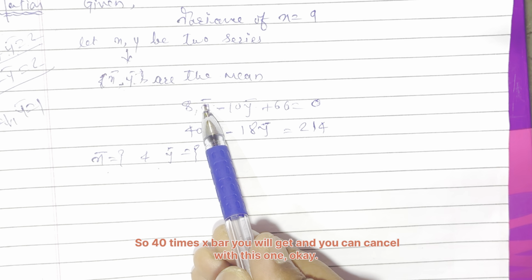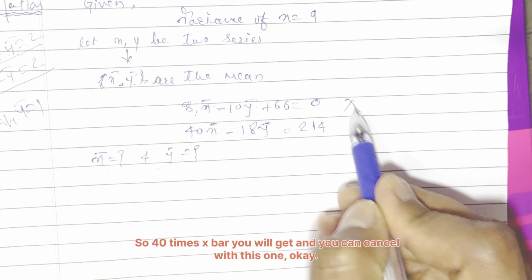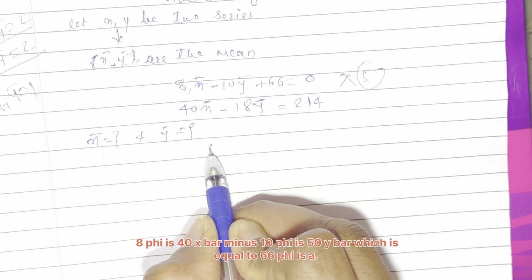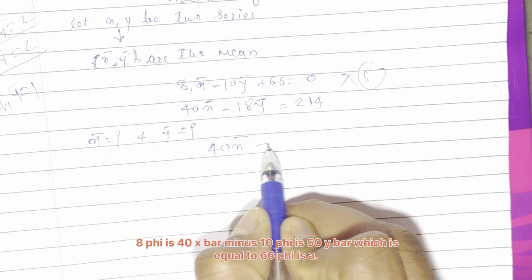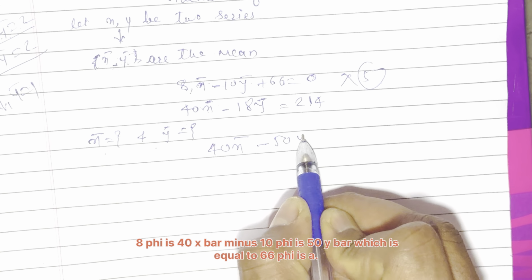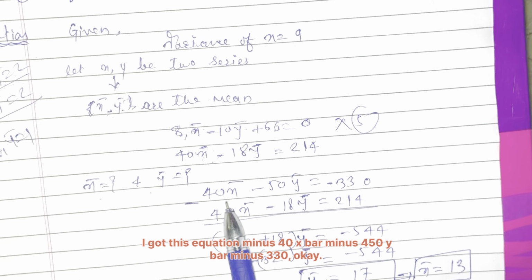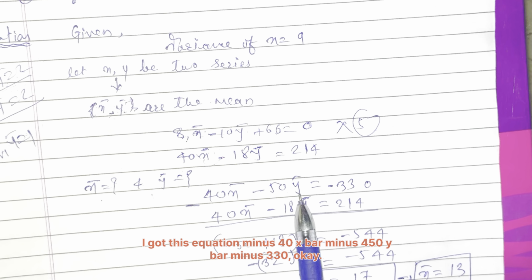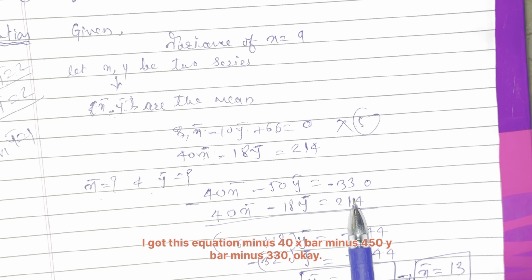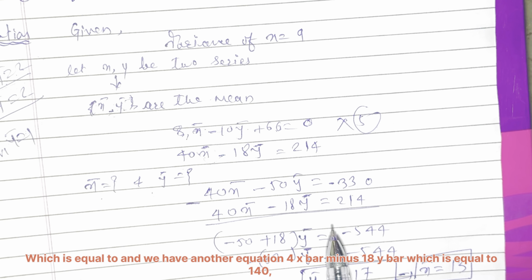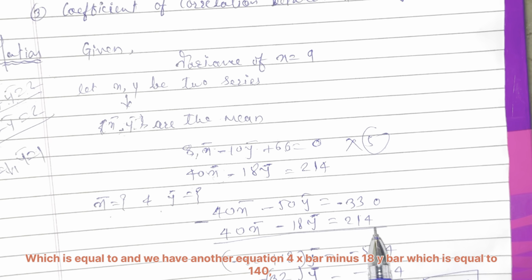So 40 times x bar you will get, and you can cancel with this one. Multiply 5 to this equation: 8 5s are 40 x bar minus 10 5s are 50 y bar, which is equal to 66 5s. So see guys, here I multiplied our given equation by 5. I got this equation, 40 x bar minus 50 y bar minus 330, and we have another equation, 40 x bar minus 18 y bar which is equal to 114.